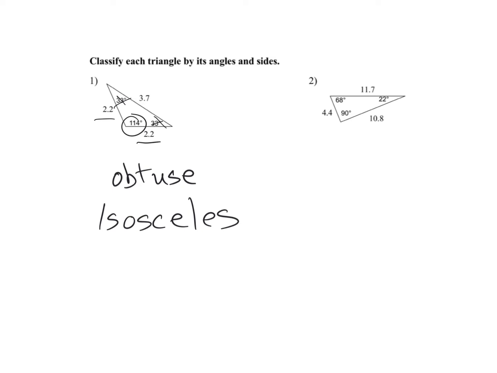Okay, again, number 2. You have your two acute angles, and you're left with a 90-degree angle. That means you have a right triangle. And then 11.7, 4.4, 10.8, none of them are the same, so that is scalene. We have a right scalene triangle. So your test has that on it. Make sure you know these names, okay? Spell them correctly, please.